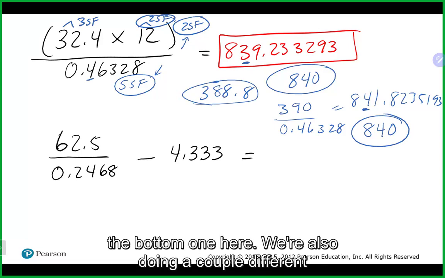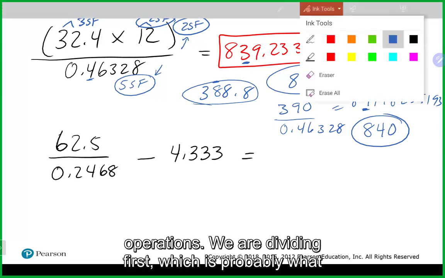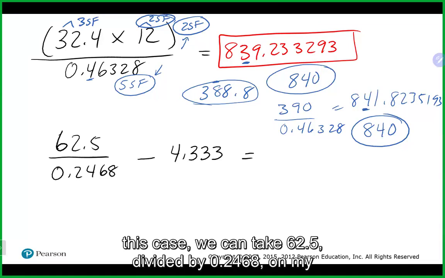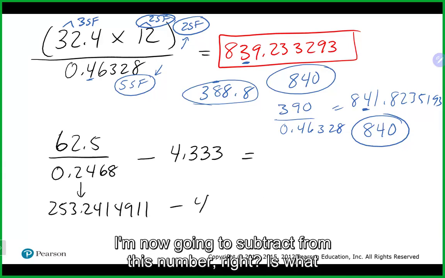Now let's take a look at the bottom one here. We're also doing a couple different operations. We are dividing first, which is probably what you would do first. So in this case, you're going to take 62.5 divided by 0.2468. On my calculator, I'm going to get 253.2414911, which technically I'm now going to subtract from this number, right?